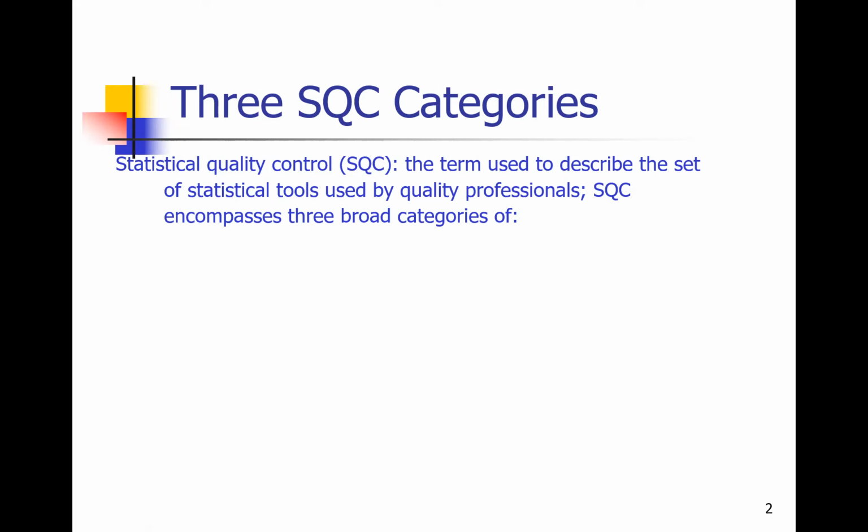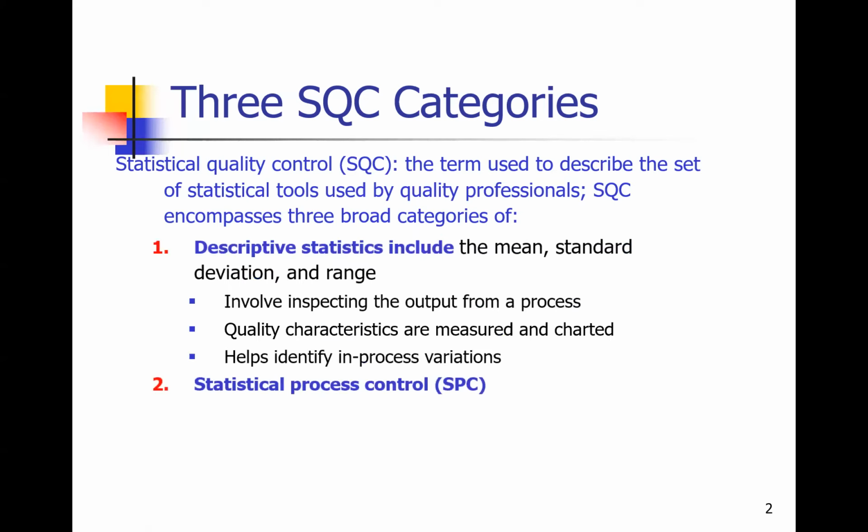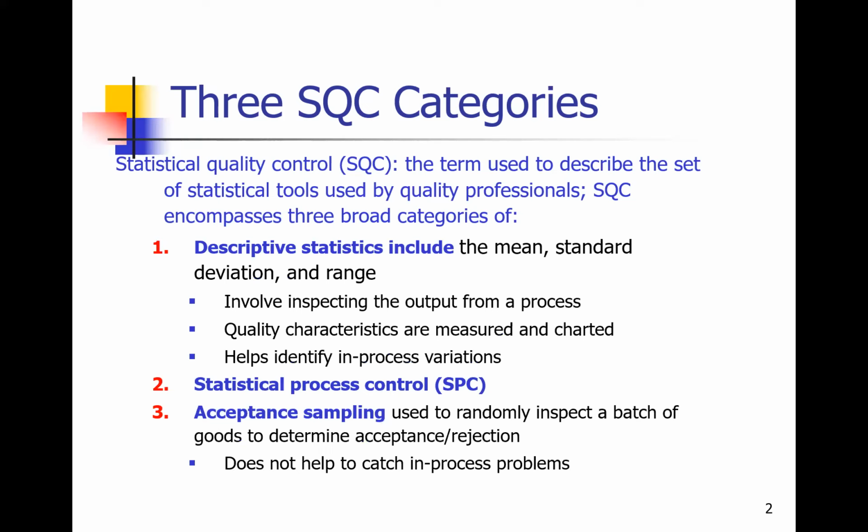So statistical quality control, look at the slides. Statistical quality control is the term used to describe the set of statistical tools used by quality professionals. Statistical quality control encompasses 3 broad categories. Number 1 is descriptive statistics. Descriptive statistics means that you need to calculate mean, standard deviation, and range.